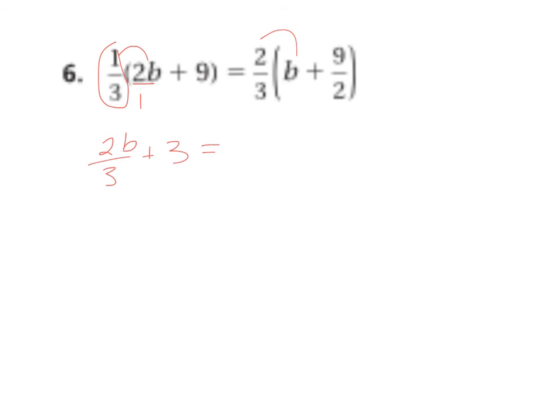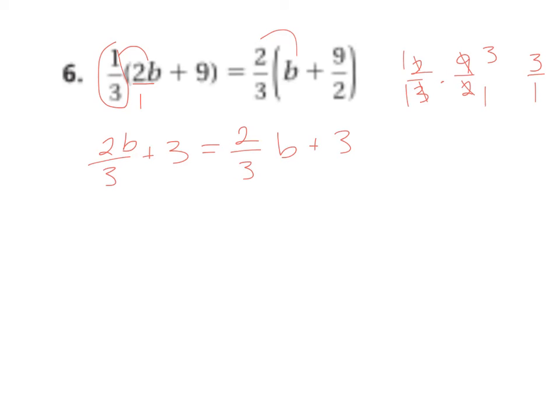2/3 times b is 2/3 b. 2/3 times 9 halves. What can we cross cancel? Well, 2 goes into 2 once, 2 goes into 2 once, 3 goes into 3 once, 3 goes into 9 3 times. Multiply straight across, we'd get 3 over 1, or positive 3. And what do you notice? It's the same on the left and the right.